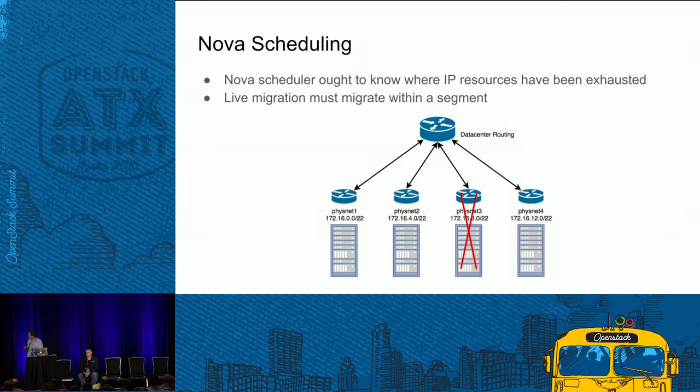The problem here is now you've got your IP addressing available differently throughout your network, and you might have one segment that's used up all its IP addresses, where the other segments still have some availability. Well, when you go do Nova boot, you don't want your instance to land on a segment that doesn't have any IP addresses available. So we want to make Nova scheduling IP availability aware, I guess.